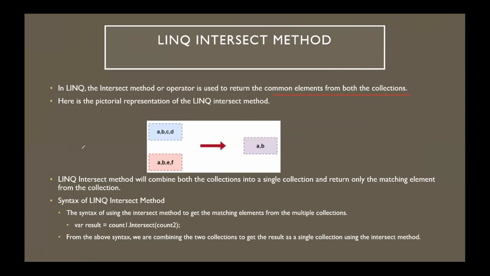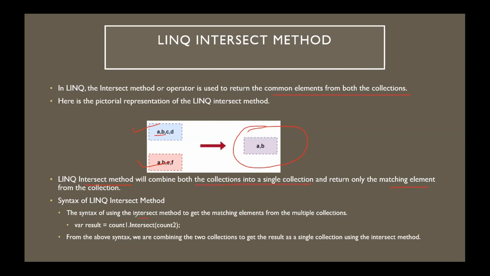So here's a pictorial representation that I've tried to create out here. The first collection is ABCD, the second collection is ABEF. So what is common between these two objects? AB is common. So this will be an intersection of both those objects. And the new collection will contain A and B, which is common. So the LINQ intersect method will combine both the collections into a single collection, and it's going to return only the matching elements from the collection.